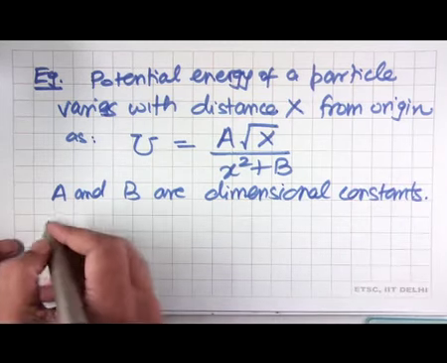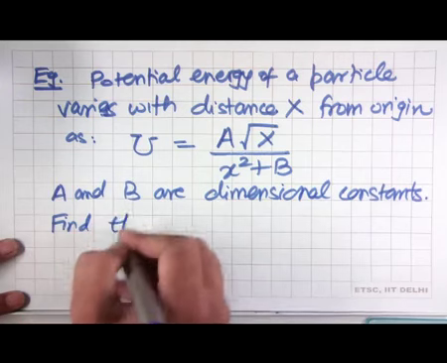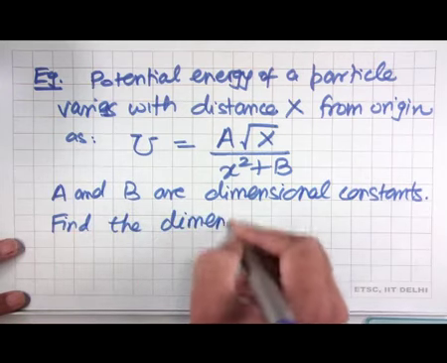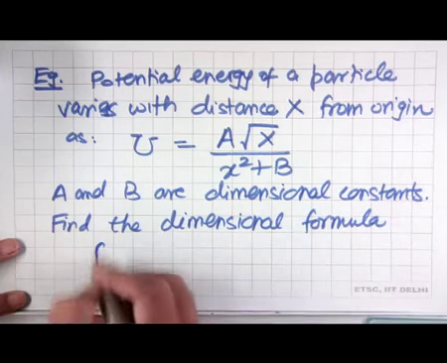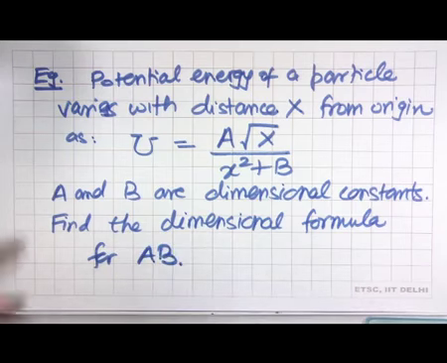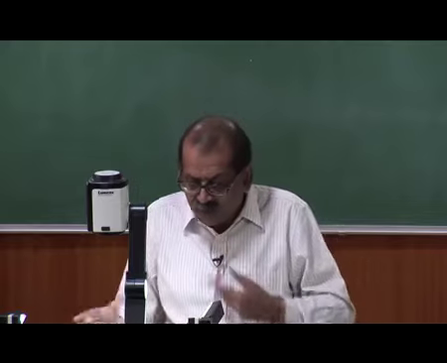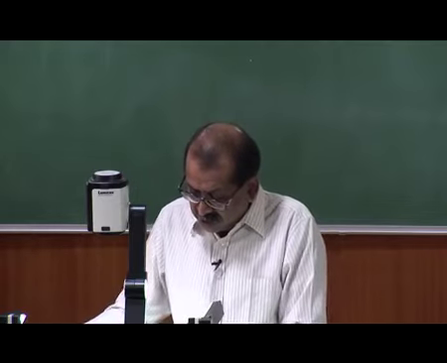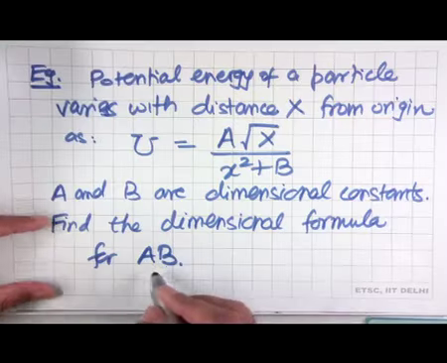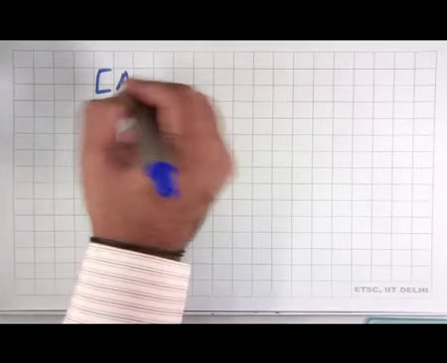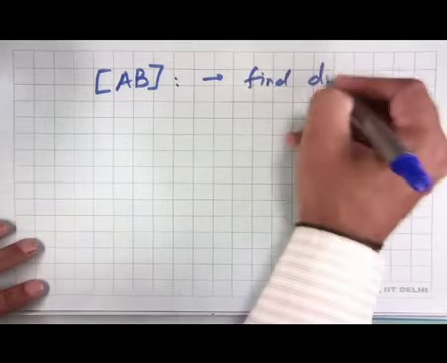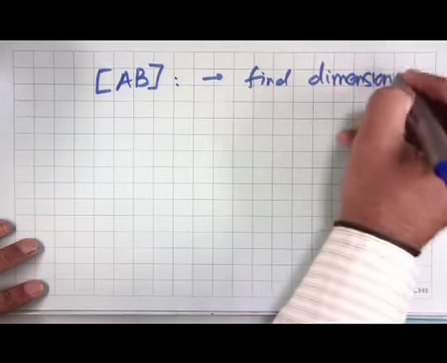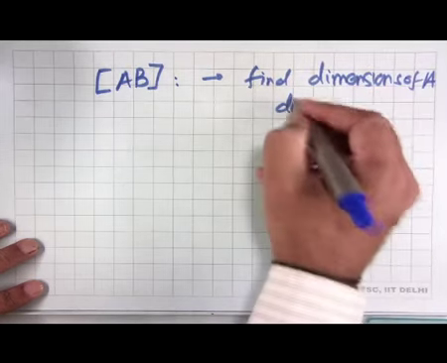And the problem says find the dimensional formula for AB. What we mean by dimensional formula is the dimensions of AB in terms of the basic dimensions. So, here that means to find the dimensions of AB, we have to find dimensions of A and dimensions of B.